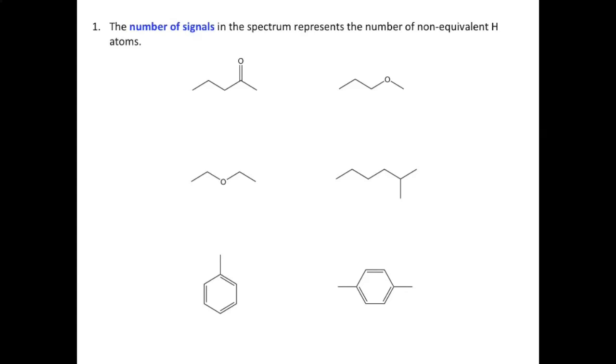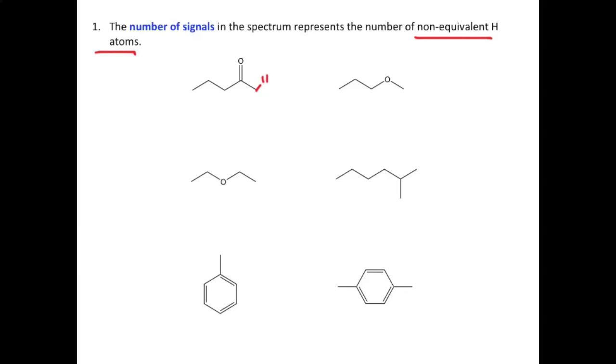So the number of signals represents the number of non-equivalent hydrogen atoms. So what does that mean? Well, let's first talk about what equivalent hydrogen atoms are. Equivalent hydrogen atoms are hydrogen atoms that are attached really to the same carbon.